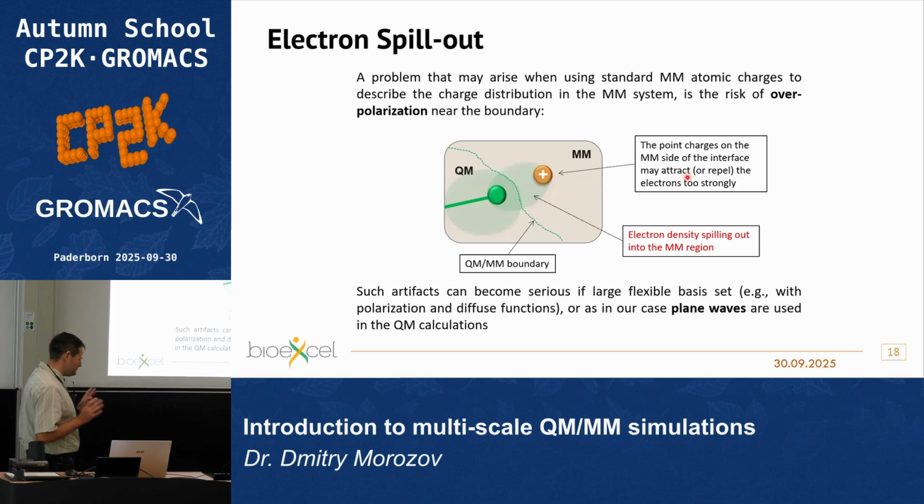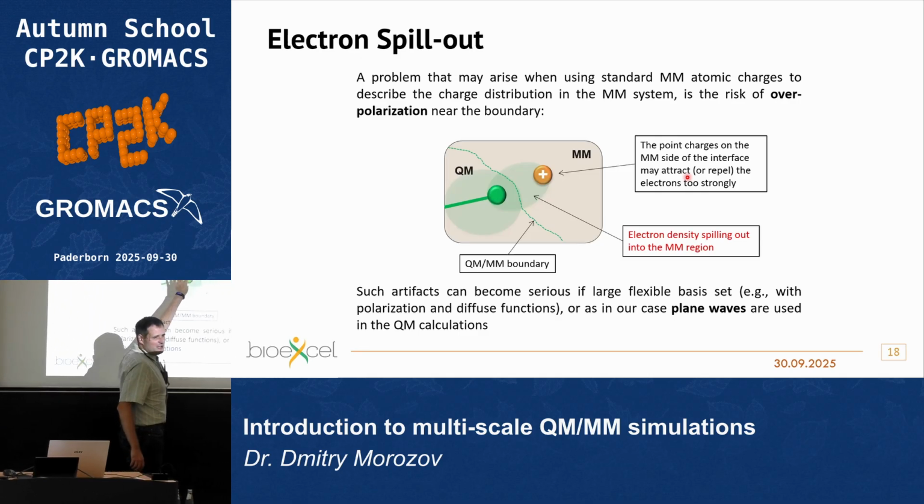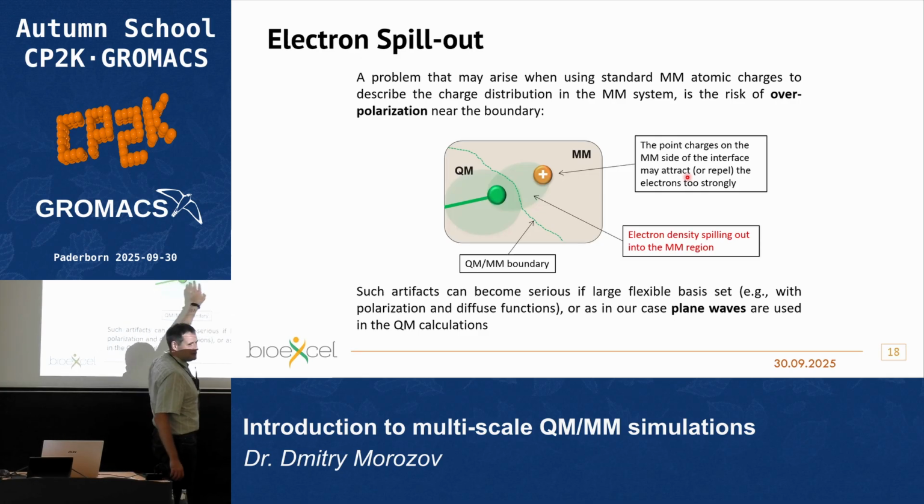So the first problem is the short-range part of your QM/MM interactions, and this is called electron spill-out. It is very easy to understand with a simple picture. For example, you have your QM atom with some electrons around it, so you have your QM density. And here, suddenly, your electrons start to feel a high positive charge nearby, close to where they reside.